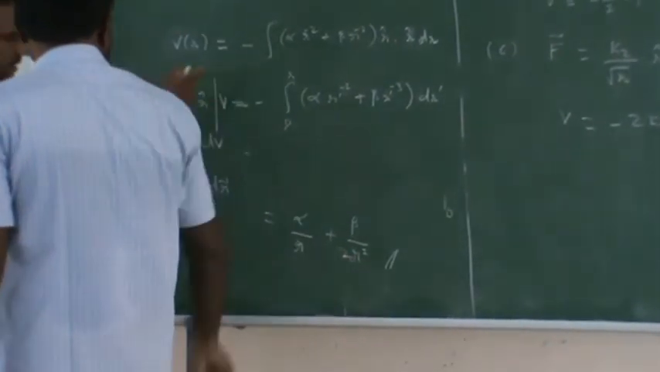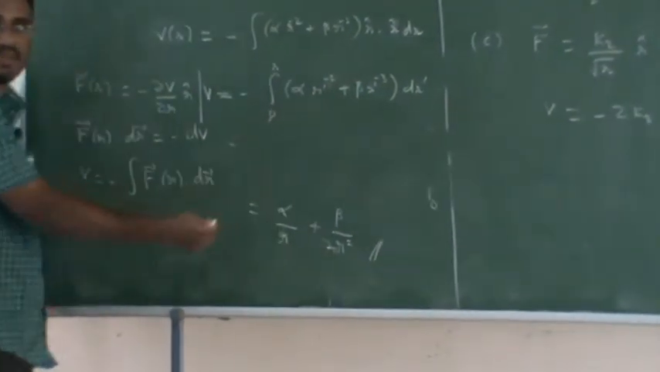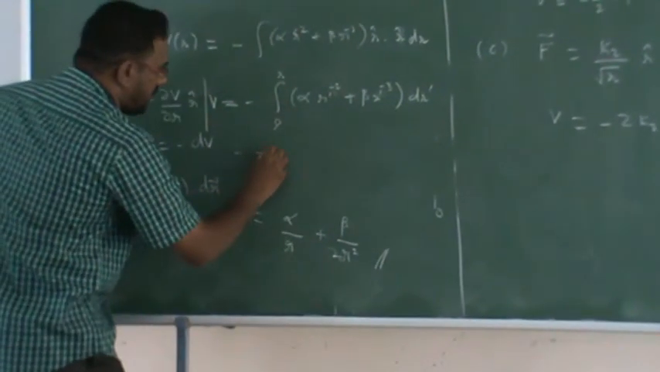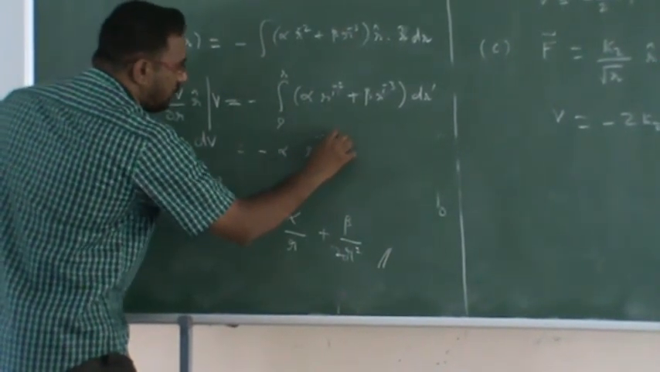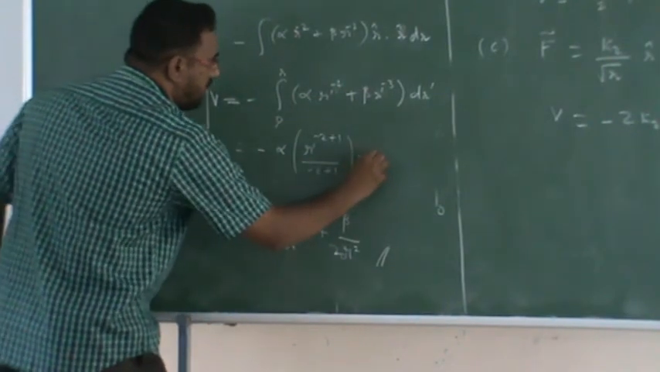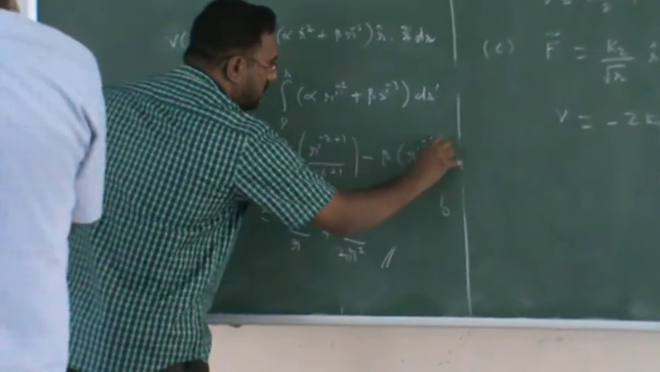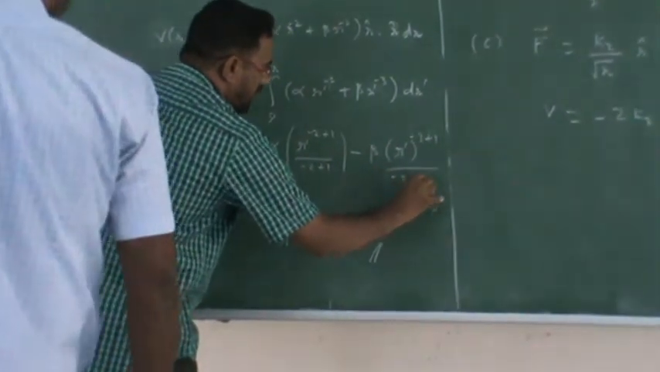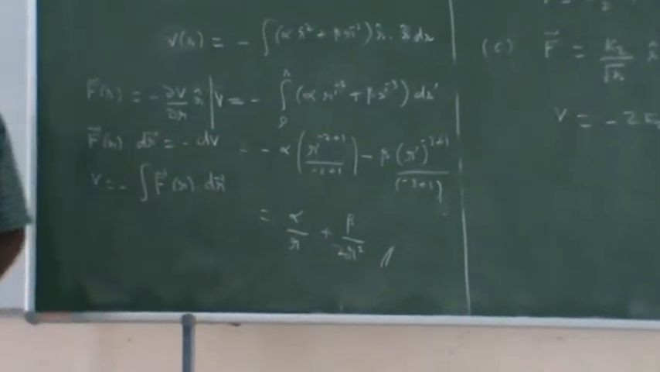This is right, sir. When integrating minus 2 by minus 2, this is minus alpha, some constant, r prime to the power minus 2 plus 1 by minus 2 plus 1, minus beta, r prime to the power minus 3 plus 1 by minus 3 plus 1.